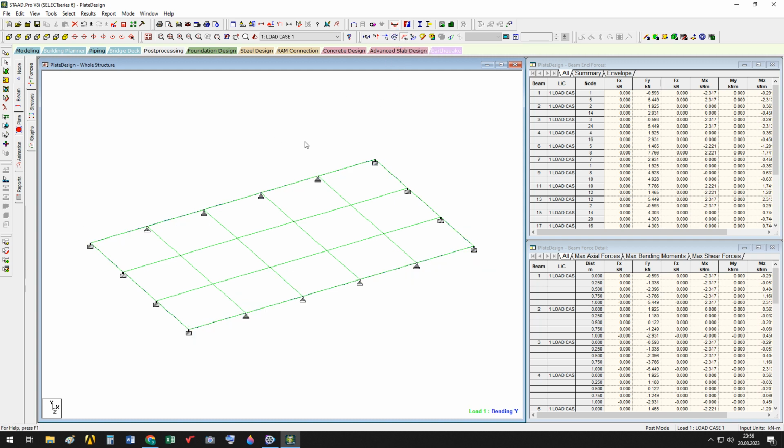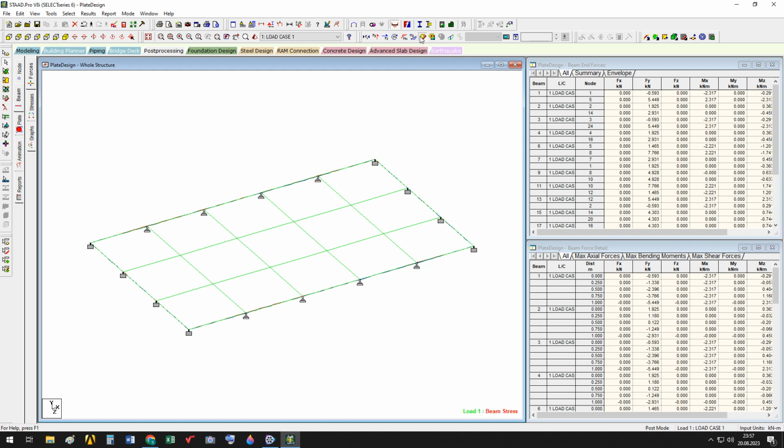Bending moment. This bending moment is small. Okay, another bending moment. Keep in mind that those forces are according to the elements. Now here the elements are the beams, with respect to the local coordinates of the beams.